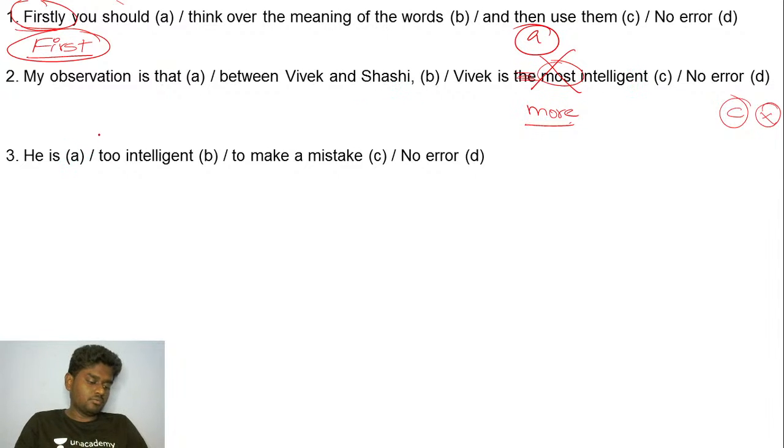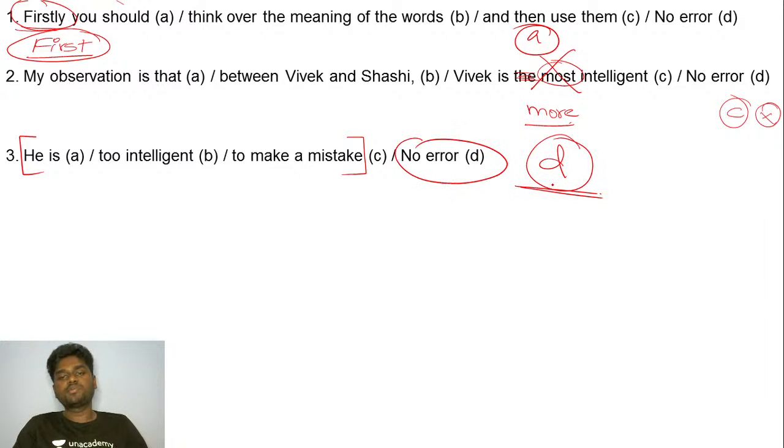And the third one, what for the third one, guys? He is too intelligent to make a mistake. If you look at the third one, the sentence is perfectly structured. So I would say there is no error for the third one. Option D. He is too intelligent to make a mistake. There is no error, you could see literally. Definitely, it's going to be option D. No error is the right answer.